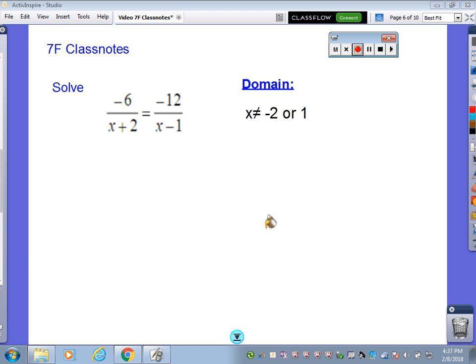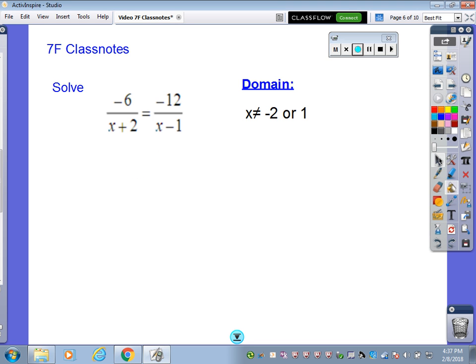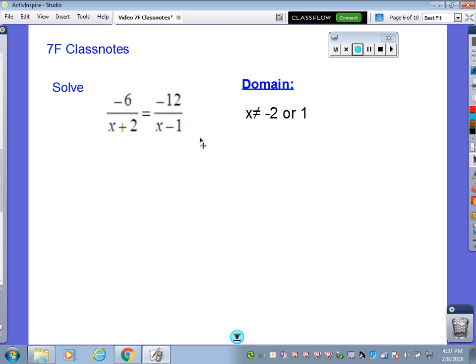Alright, this is 7F class notes. We're solving rational equations. So here we have a proportion, a fraction equal to a fraction. Now remember, we have domain restrictions.